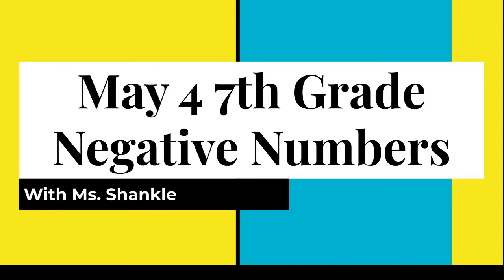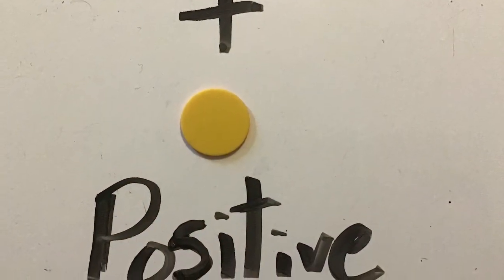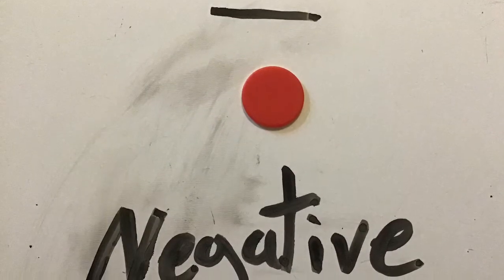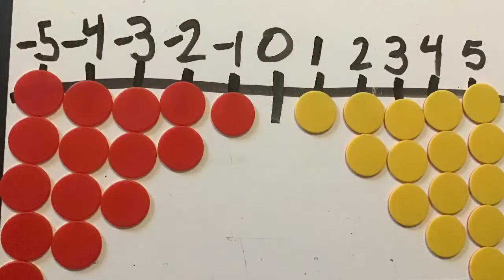Let's work with negative numbers. For this video, yellow is positive and red is negative. So on a number line, it would look like this.